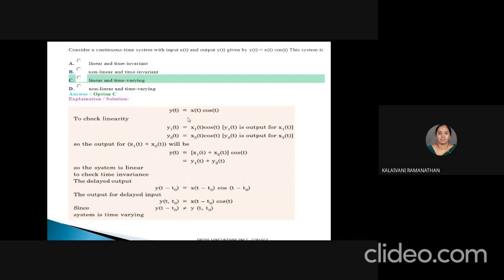Similarly, if your input is x1 of t, then your output is noted as y2 of t. So the sum of the two outputs will be equivalent to this value. So it is matching, so it is a linear system.